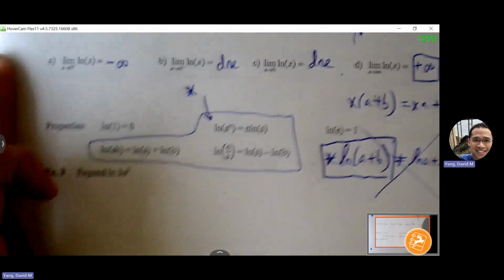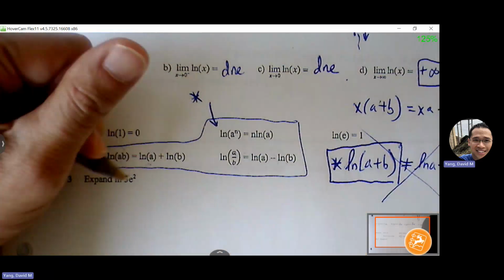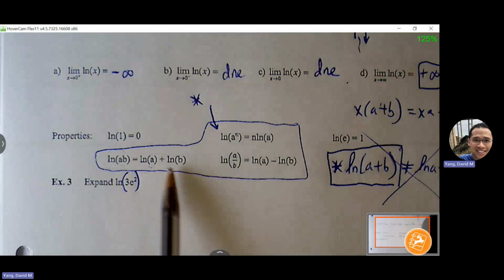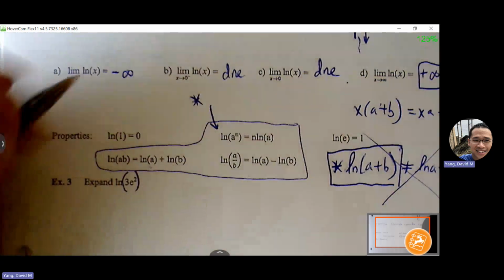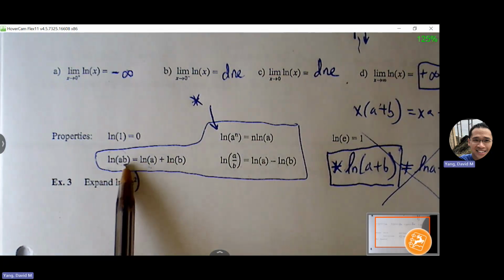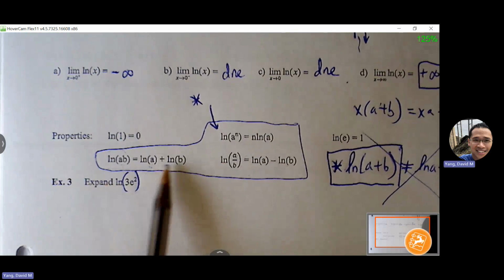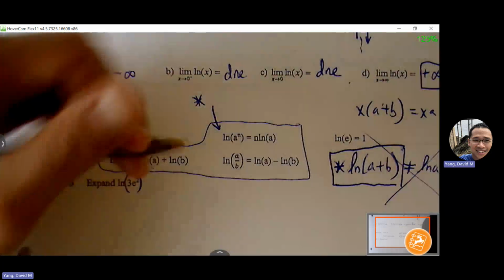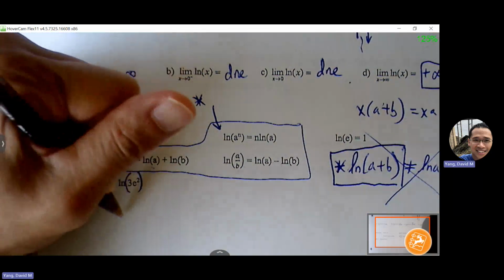Okay, so expansion means we're going to take what's inside the natural log expression, and turn this into an addition, subtraction, or multiplication problem without the exponent. So natural log of 3e squared, I can use the product property. I can treat 3 as my a, and e squared as my b, and expand to break it up into smaller parts.